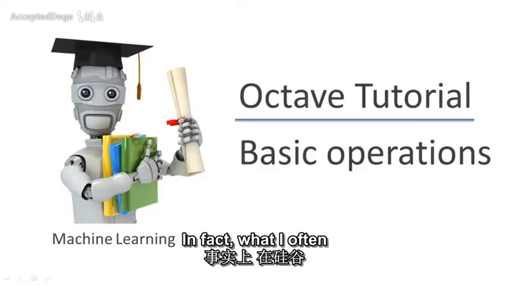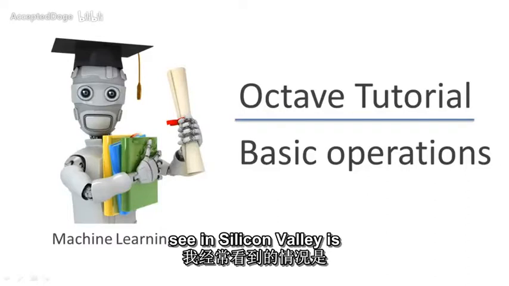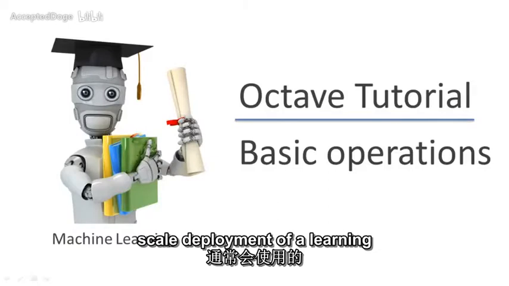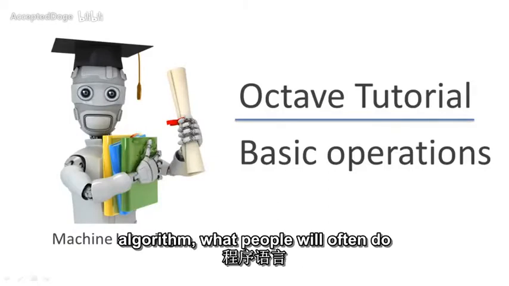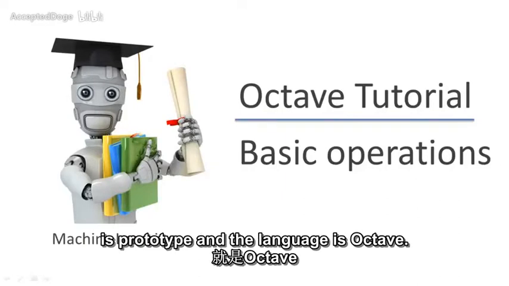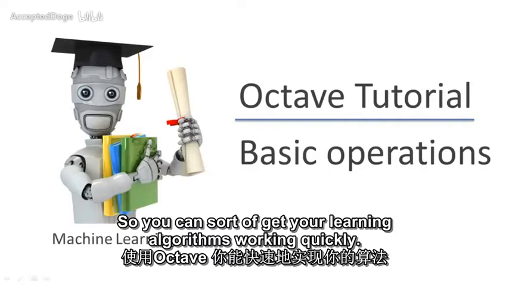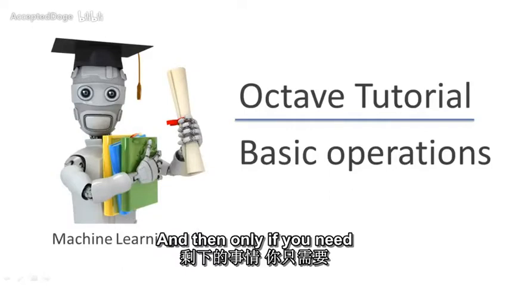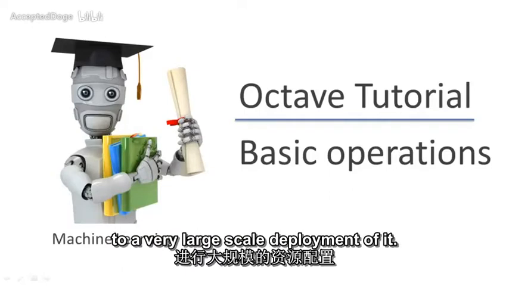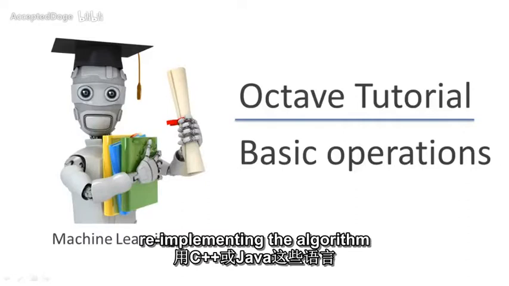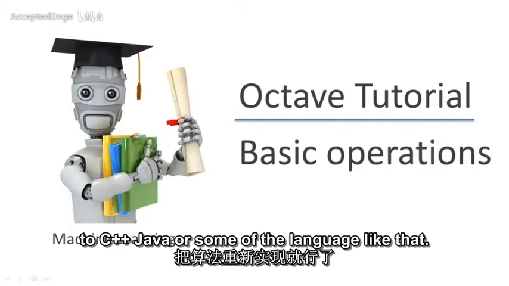In fact, what I often see in Silicon Valley is that even if you want to build a large-scale deployment of a learning algorithm, what people will often do is prototype in a language like Octave, which is a great prototyping language, so you can get your learning algorithms working quickly. And then only if you need a very large-scale deployment of it, only then spend your time re-implementing the algorithms in C++ or Java or some other language like that.